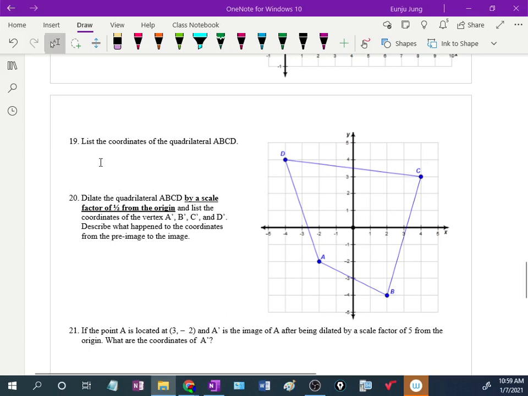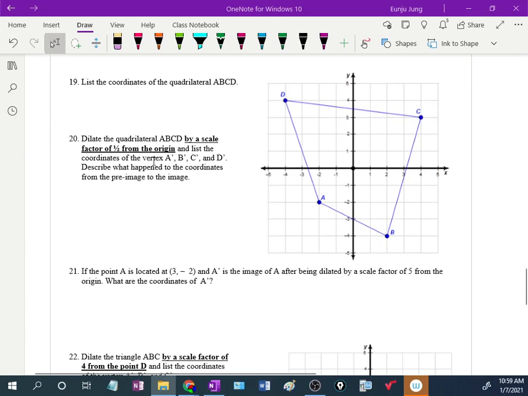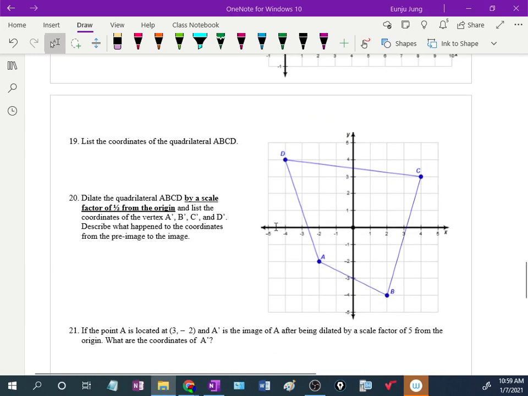Okay, now let's look at page number 12 and let's do 19 and 20. This time we are doing dilation, but we will make the image smaller. So this will be reduction, okay? All right, question number 19.